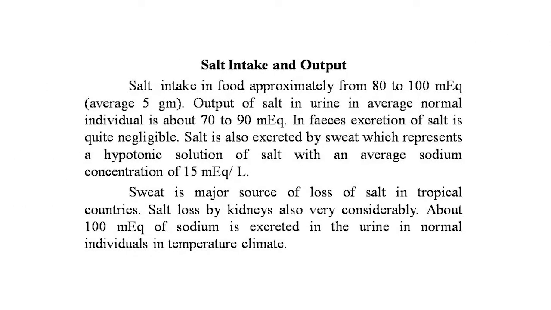Now, the salt intake and output. Normally, individual salt intake in food varies approximately from 80 to 100 milliequivalents, that is averagely 5 gram per day. Output of salt in urine in a normal individual is about 70 to 90 milliequivalents. In feces, excretion of salt is quite negligible. Salt is also excreted by the sweat, which represents a hypotonic solution of salt with an average sodium concentration of 15 milligrams per liter. Sweat is a major source of loss of salt in tropical countries. Salt loss by kidneys also varies considerably. About 100 milligrams of sodium is excreted in the urine in normal individuals in temperate climate.